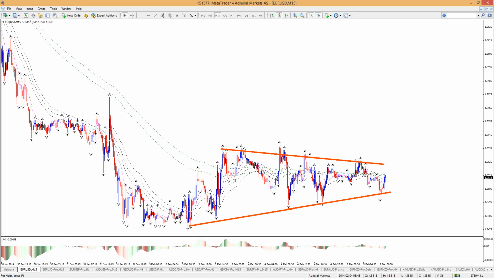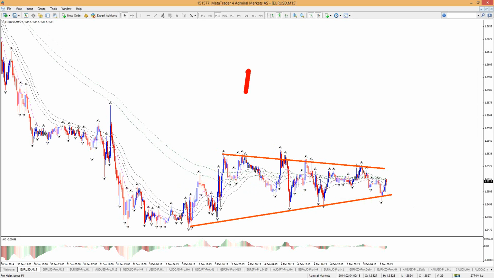We can also see that the moving averages are totally flat. So that's one more confirmation that the range is going on. Because if the moving averages are flat, there is usually a range. Why is that? Let me show you on a chart here.